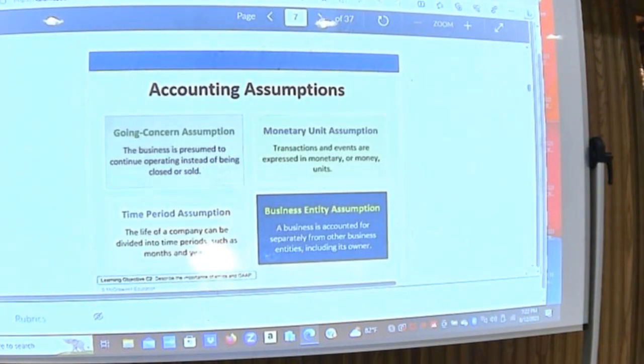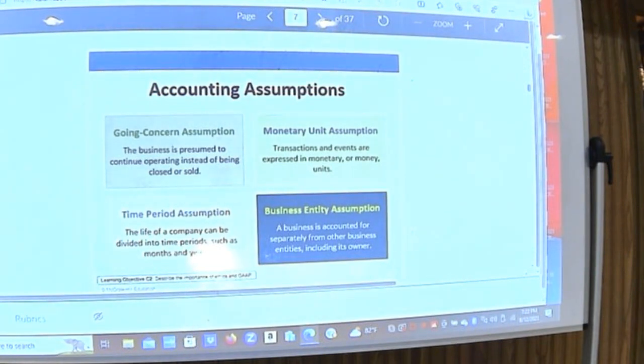Accounting assumptions. Well, we make some assumptions. We make the assumption that we're going to be in business tomorrow. That's the going concern assumption. The monetary unit assumption on the right-hand side there: we're going to record that event or transaction in money terms, in dollars and cents, here in the US.